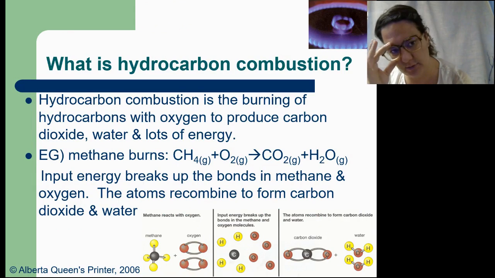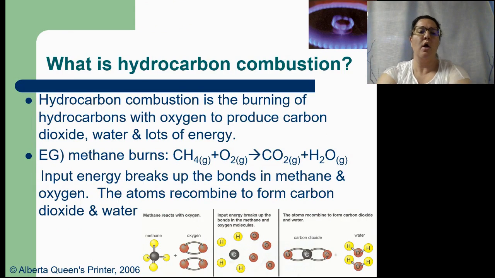So moving on to section 3.4. Hydrocarbon combustion is the burning of hydrocarbons with oxygen to produce carbon dioxide and water and lots of energy. So when methane burns, it produces carbon dioxide, water, and energy.